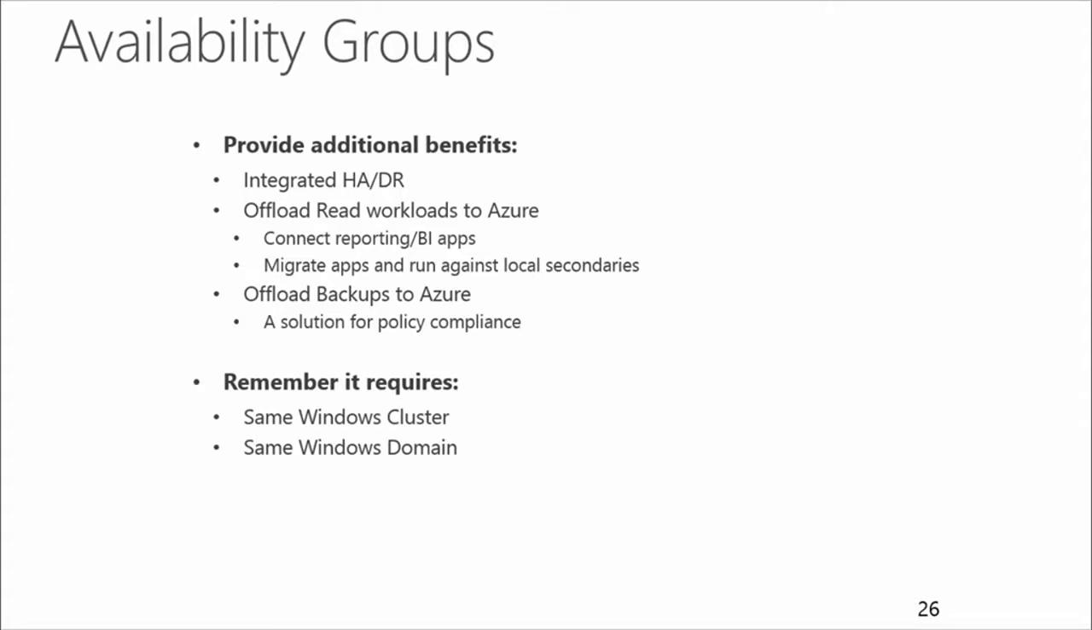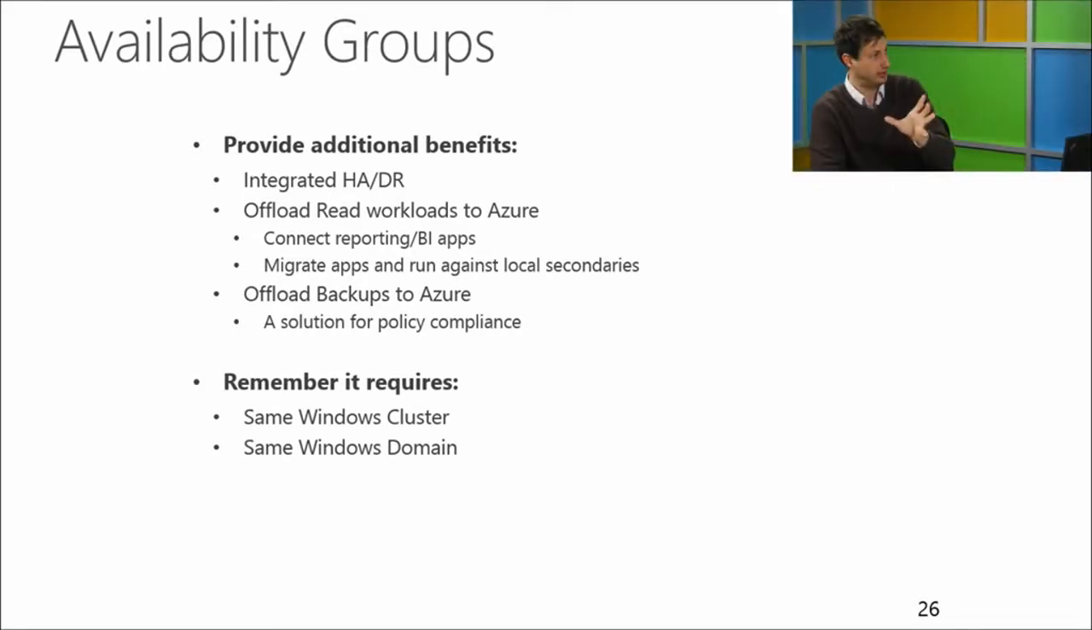You can offload backups to Azure. Again, this is a very powerful capability. Many customers would like to have backups outside of the data center so that they're always available in case the data center becomes unavailable, and they can go back in time, for example, to a restore. They can do this by taking some of these backups on the secondary replicas of an availability group. So, a powerful capability. Again, in the case of availability groups, we have the requirement of a Windows cluster.